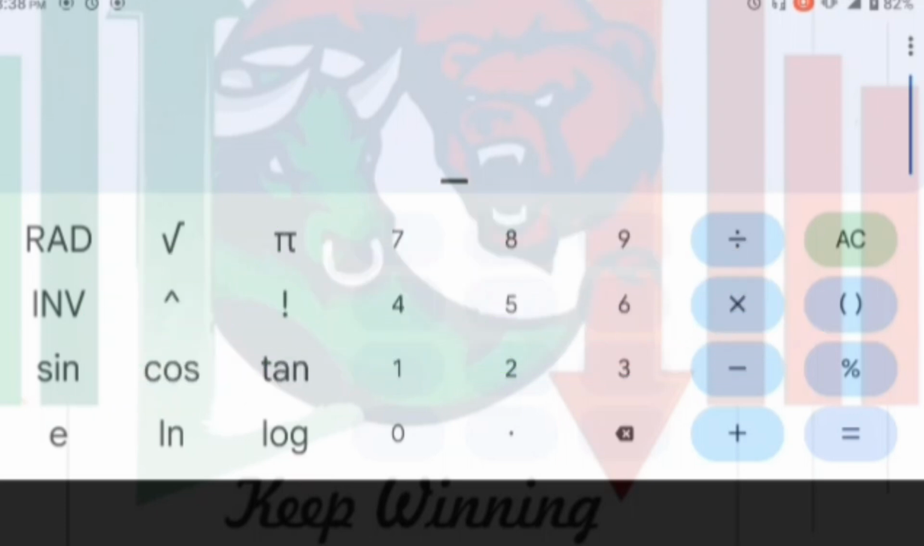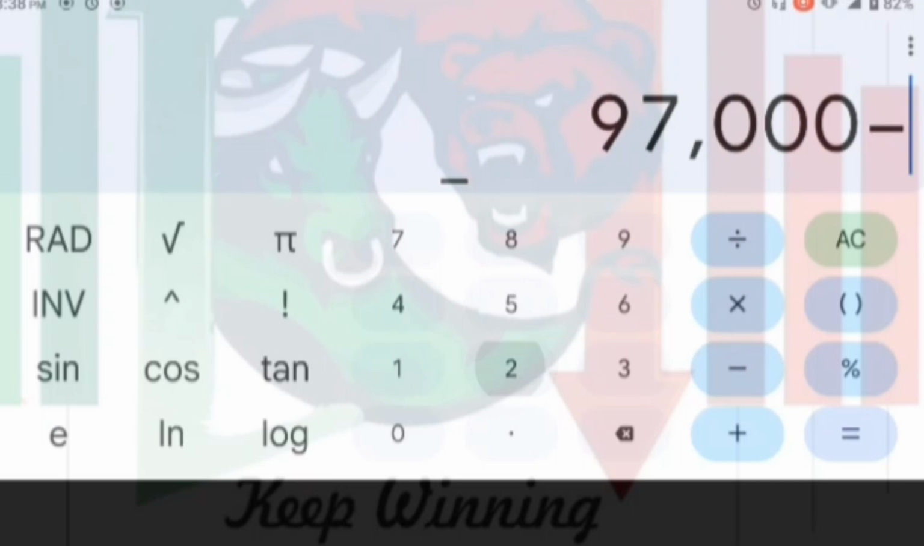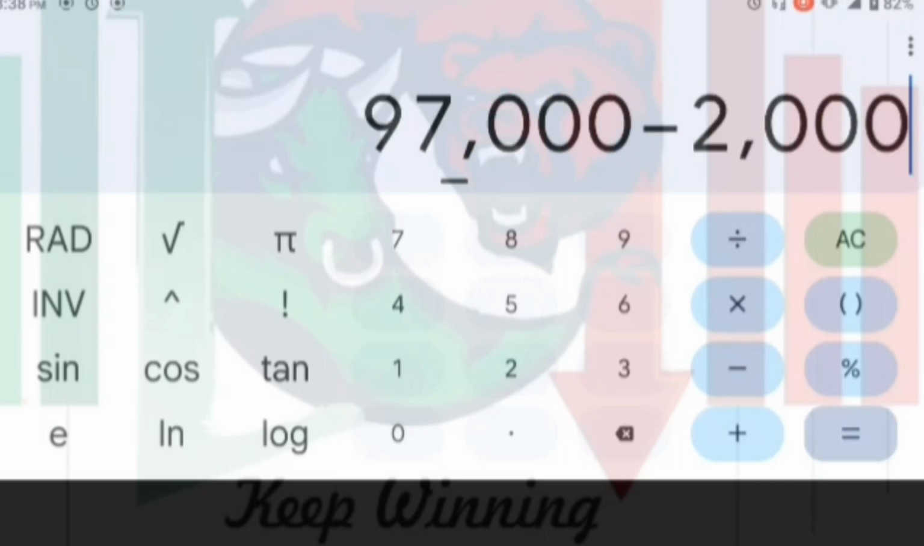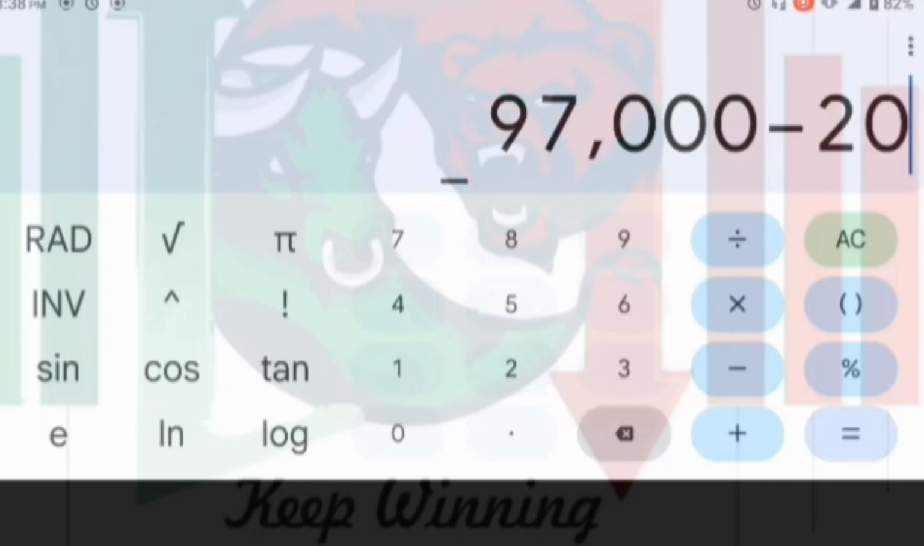So let's say you're at $97,000 US, which means your break even is $3,000 US, right? So you're now up at 97,000, which is 2,000 above 95, right? So let's do this: 97,000 US minus 2,000 US is 95, right? So right now you have 2,000 US.